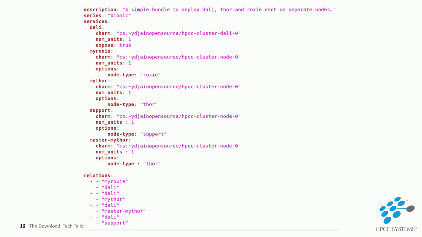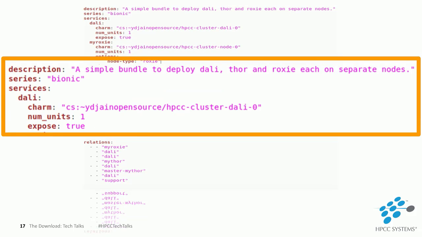So this is another YAML. This is for the cluster deployment. As you can see, I'm launching one Thor node. I'm launching one DALI, one Roxy, one Thor, one support, and one of the master threads. So let me go through them. This is just the snippet for the top version.